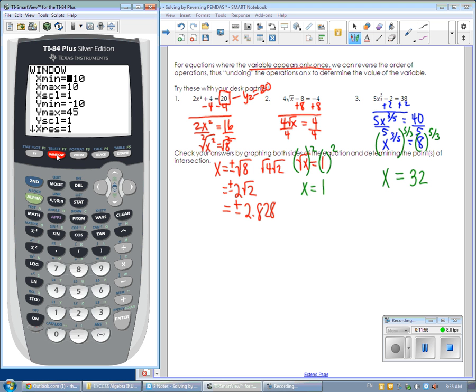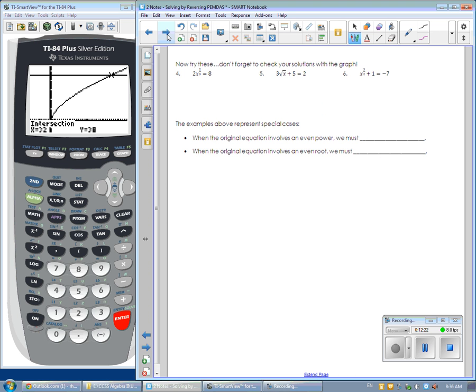Well, if I look at my solution and I know that my solution means that x has to be 32, then I know my x max has to be more than 32. So let me go ahead and make it 40, because we're just checking here. You might have to do some trial and error if you're using the graph to solve. But now that I see the intersection, if I hit second trace, intersect, I can see again that it confirms that my x value is 32. Okay, so I'd like you to take a look at the next 3 problems.